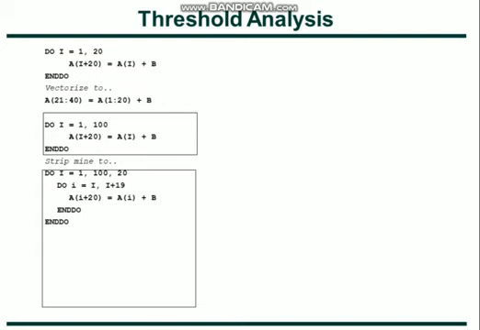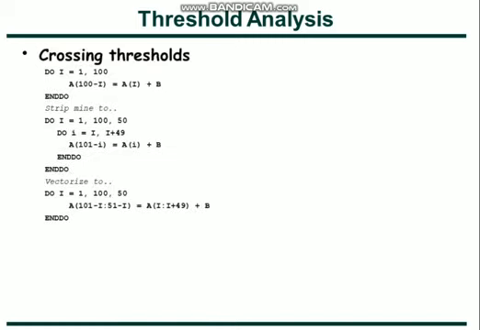So if you see only the inner loop, then there is no dependence. Source and sink will not be there in this loop. So the inner loop can be vectorized. In this example, the inner loop can be vectorized, and the outer loop has to be executed in sequence. So this is because of threshold analysis.